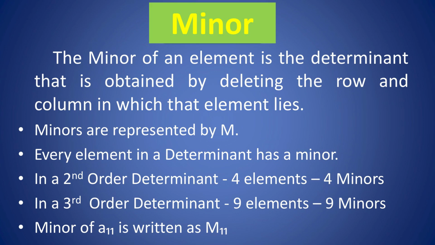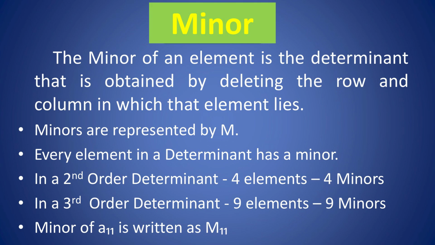Now, what do you mean by a minor? Remember, in any determinant, however many elements there are, the number of elements must be equal to the number of minors. So, what is a minor? The minor of an element is basically the determinant that we get by deleting the row and the column in which the element exists, right. If there are 4 elements, then there are 4 minors. If there are 9 elements, there are 9 minors, right. So, a minor is basically a determinant. We have to delete the row and the column of the element in which it exists, right.